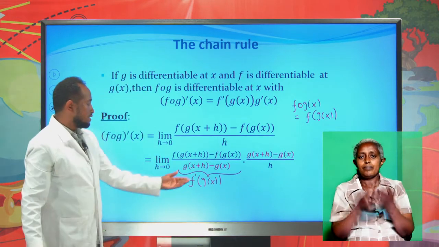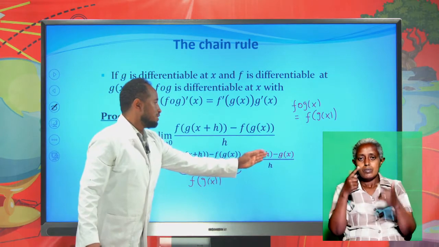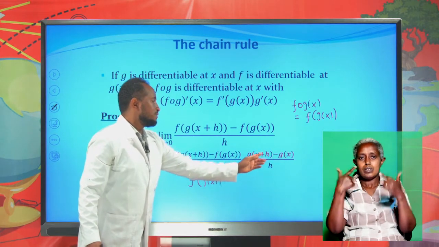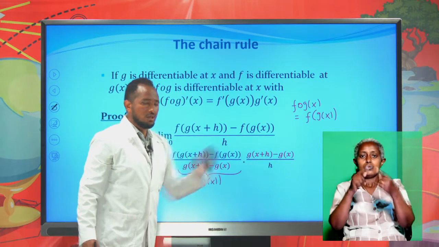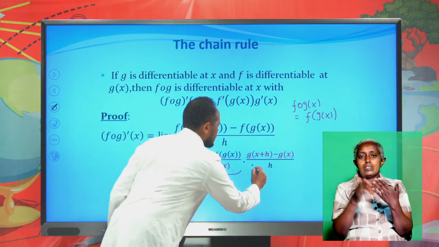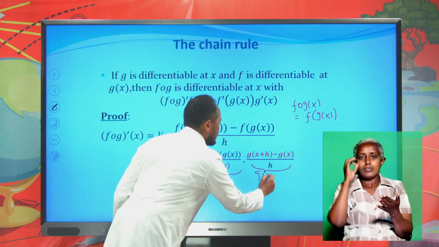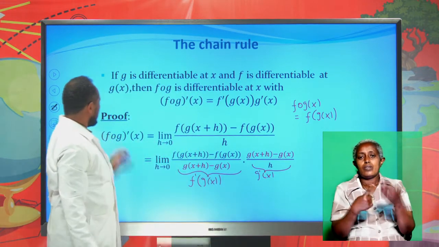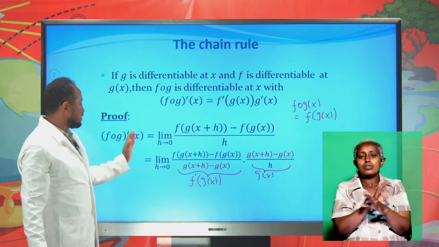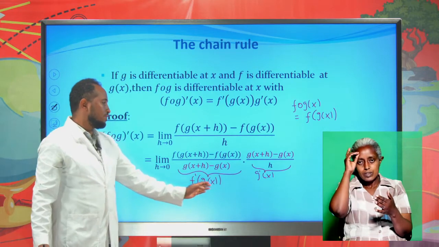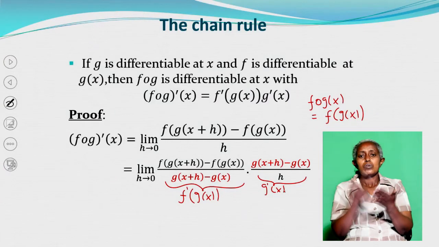Let's see how this is obtained. And the limit of the other factor, g of x plus h minus g of x over h, where h goes to 0, is simply g derivative of x. Therefore, the derivative of the composition f of g of x will be f derivative of g of x times g derivative of x. But let's see how this is obtained.